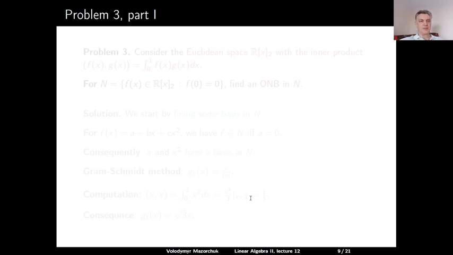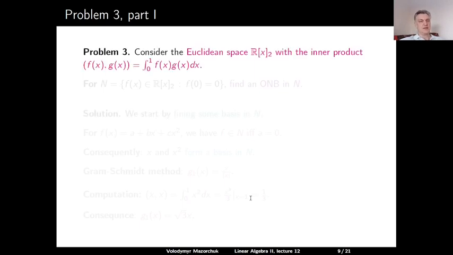Problem 3. Consider the Euclidean space of all polynomials of degree at most 2 with the inner product given by the following formula. The inner product between f and g is the integral from 0 to 1 of f times g dx.